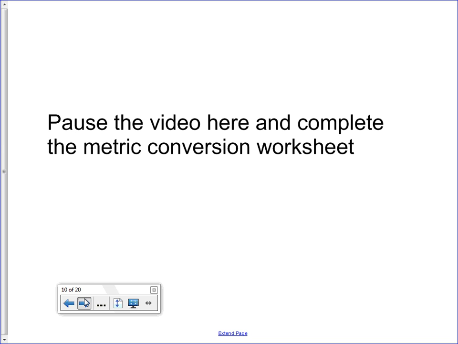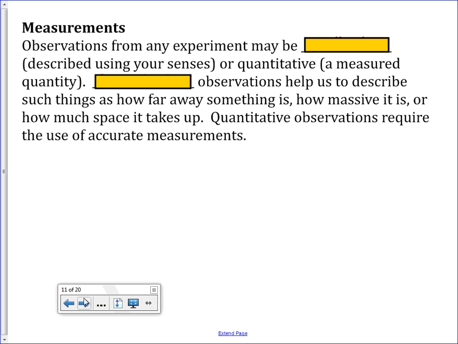All right, welcome back. And in the last part of this note, we are going to talk about measurements and significant figures and where that fits in. So with any measurements, any observation from any experiment may be qualitative, so it's described using your senses, or quantitative, a measured quantity. When we deal with quantitative observations, this actually helps describe things such as how far away something is, how massive it is, or how much space it takes up.